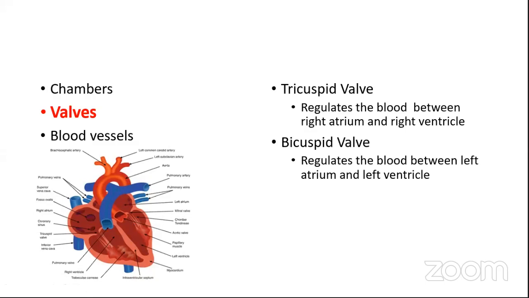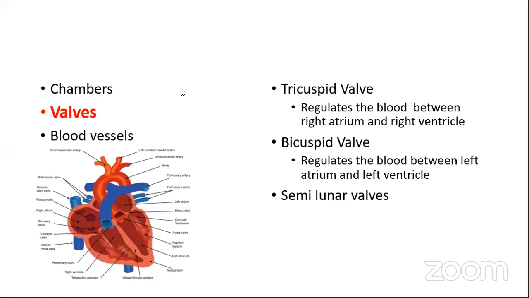How many valves are there? Now, inside the heart, there are two valves. One is the tricuspid valve, another the bicuspid valve. Tricuspid between the right atrium and right ventricle, and bicuspid between the left atrium and left ventricle. Okay, there are two more valves. This you should understand here. Then later you can understand.